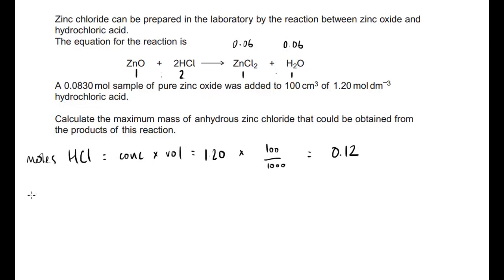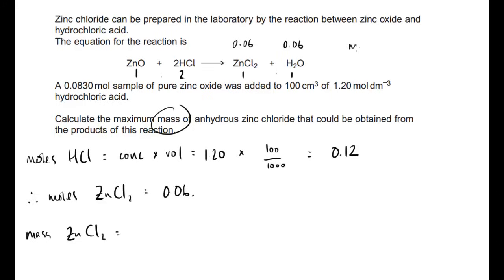So I would write that within my question. I would say, therefore, moles of zinc chloride equals 0.06. But of course we're trying to calculate this maximum mass, and the key word here is mass, not maximum. So mass of zinc chloride is going to be, rearranging this equation, remember moles equals mass over Mr, therefore mass equals moles times Mr.